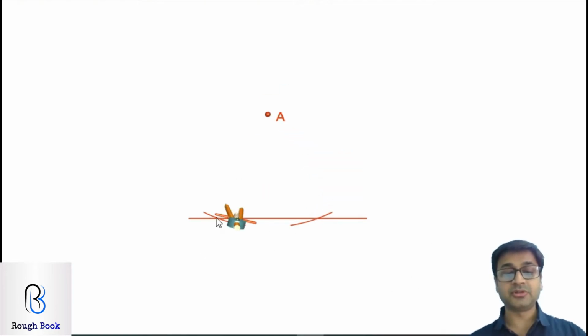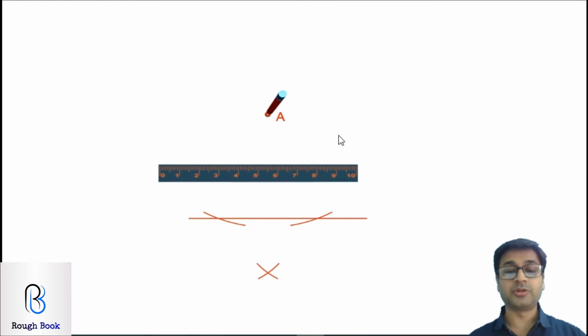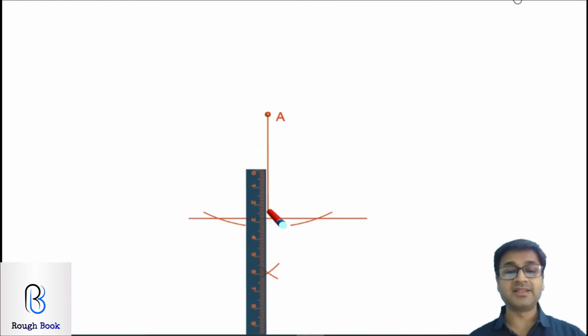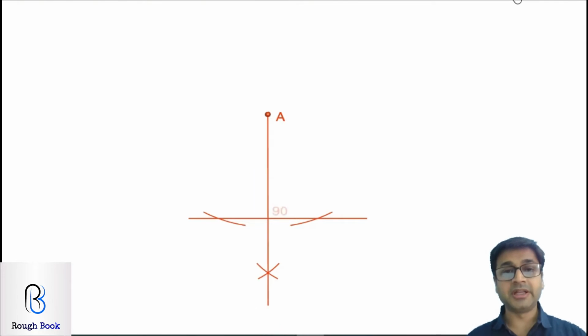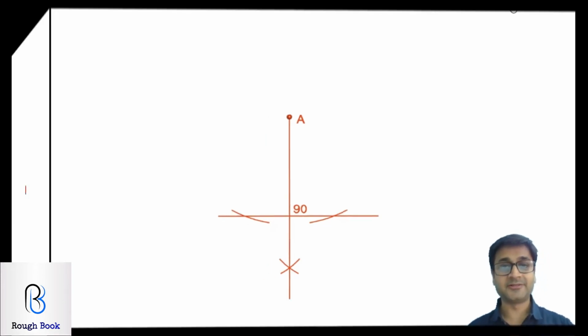Then keep your compass on the first arc, take a suitable radius and cut an arc here. Now without changing the radius, keep it on this point and cut another arc. Wherever the two arcs intersect, join it with point A, and what you will then see is your perpendicular drawn from point A to the line, that is 90 degrees. So I hope now you understand how to drop a perpendicular from a point outside the line.